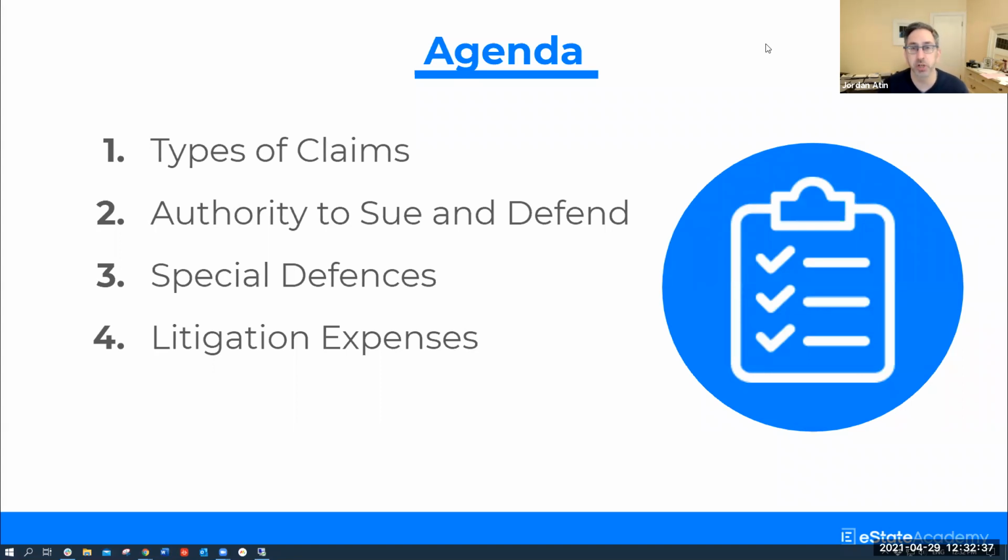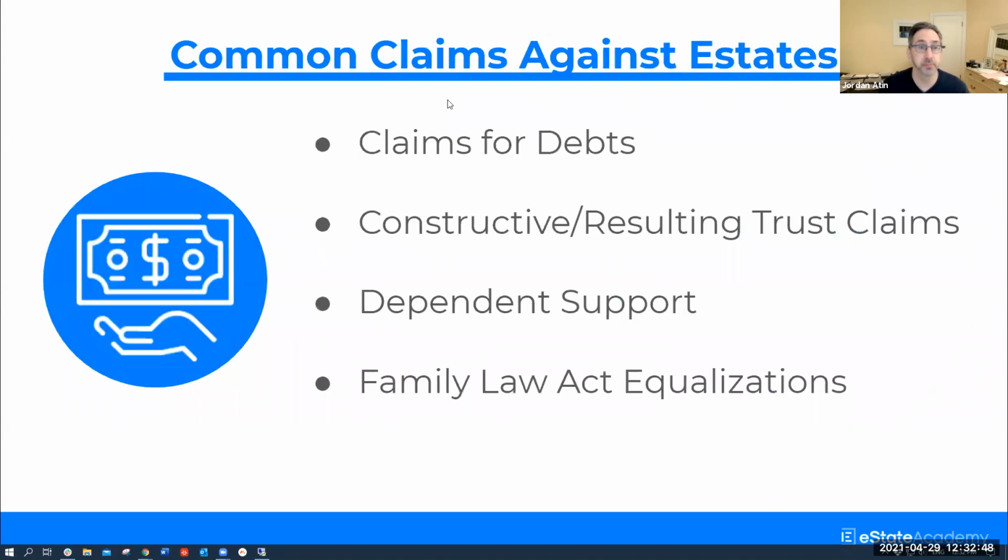And we're not talking about challenges to wills here. We're talking about claims made where the estate is either a plaintiff or a defendant. So I'll just take the first one, and maybe Ian, you can take the next few there.